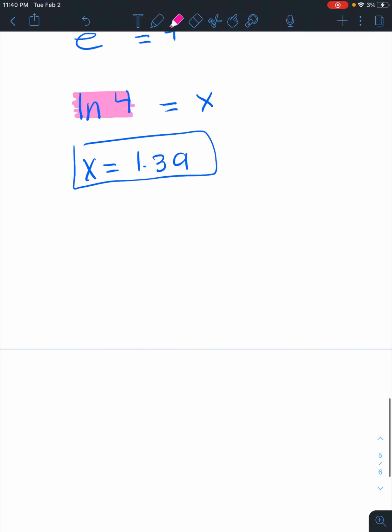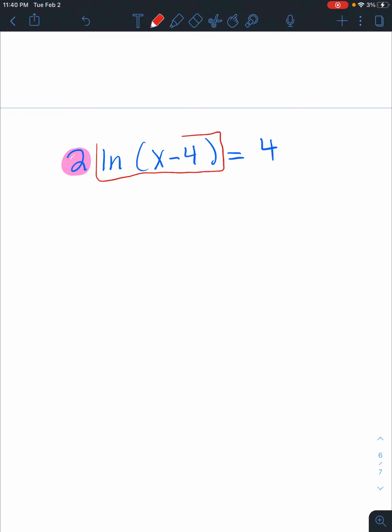So, I'm going to do one more example. Maybe I'll kind of turn it up a little bit on this one. Let me do 2 ln of x minus 4 equals 4. One thing I want you to notice from the get-go is that 2 is in the front. So 2 is multiplying ln base e of x minus 4. I want you to take notice that this is a whole package deal right here. This is not separate, it is together. So it's 2 times all of that.